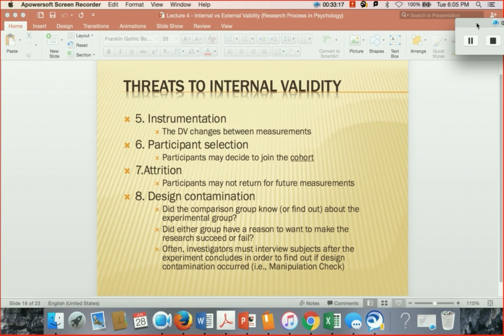Number 8, design contamination. With design contamination, we ultimately look at comparisons of groups in terms of who was the control group and who was the experimental group. So did either group have a reason to want to make the research study succeed or fail? That's a big question that we may have. Do they have a vested interest in that aspect?